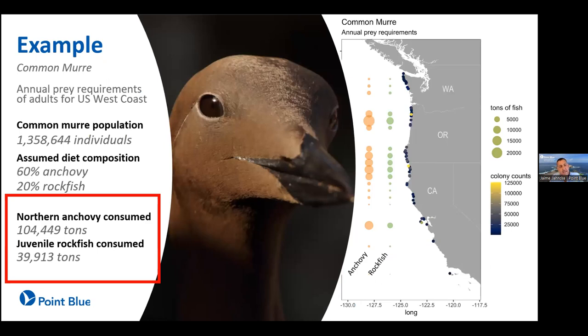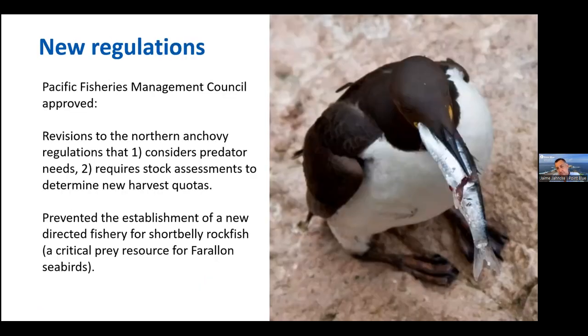Here you see that if we look at the common murre as an example, for the whole West Coast, they need about 100,000 metric tons of anchovy. And they need about 40,000 metric tons of rockfish to make a living along the coast. And we have used this information to impact some of the management of these two species. For example, we share our findings with the Pacific Fishery Management Council. And because of our research, they made some revisions to how the northern anchovy is managed.